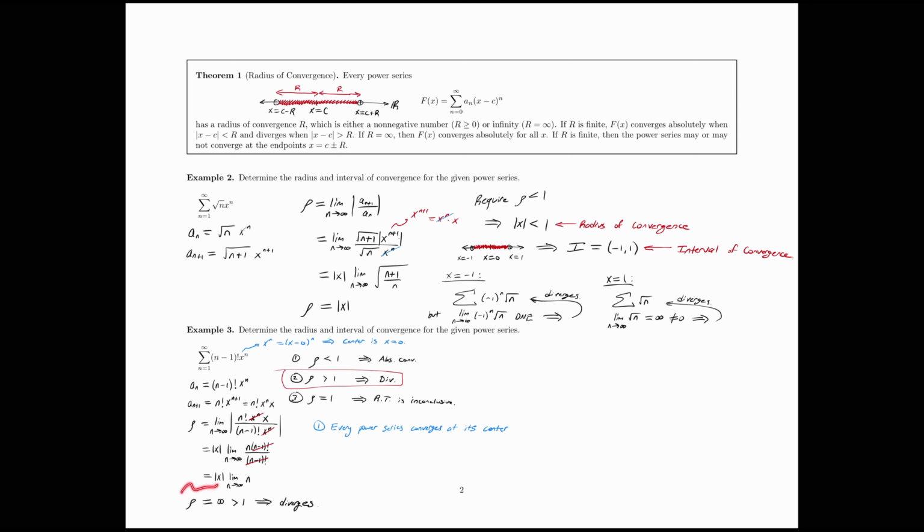Yes, you could plug in x equals 0, in which case this would equal 0, which is less than 1, which means converges. Now you might remember from Calc 1 that 0 times infinity is an indeterminate form. That is true when both terms are approaching 0 and infinity respectively.